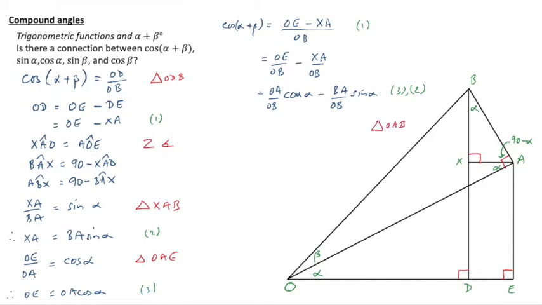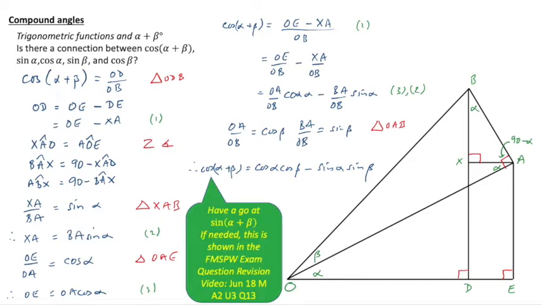Now if we look at the triangle OAB, we can see that OA over OB is the cos of beta, because that's the adjacent over the hypotenuse for that one. And we can see that BA over OB is the sine of beta. And that means we can substitute those back into the line above, and we get cos of alpha plus beta equals cos alpha cos beta, take away sine alpha sine beta.